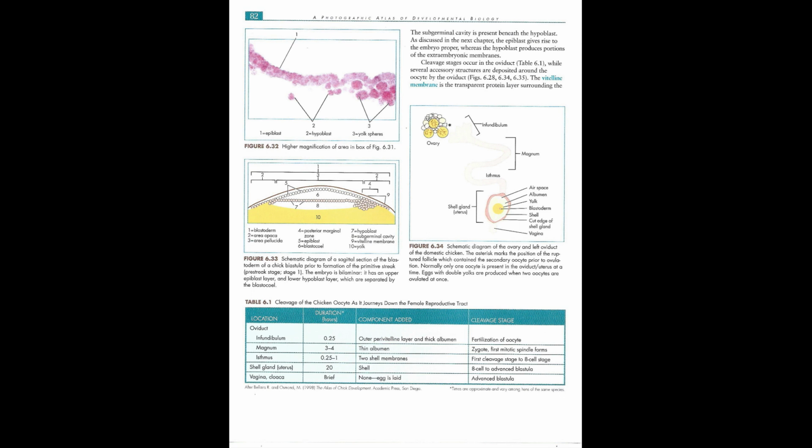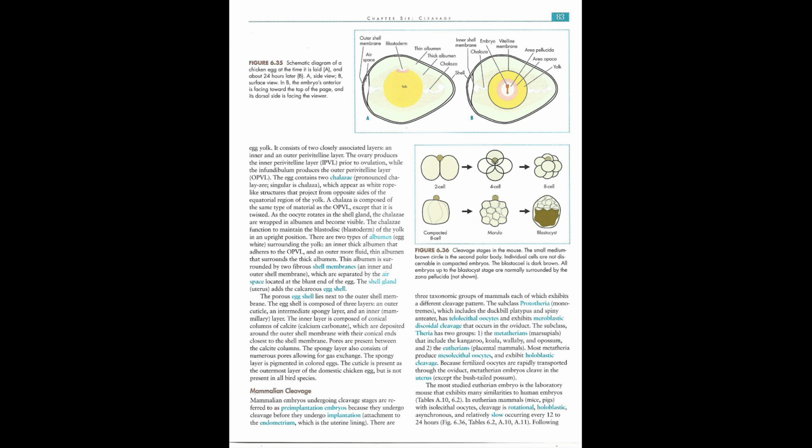the extraembryonic membranes. Cleavage stages occur in the oviduct, Table 6.1, while several accessory structures are deposited around the oocyte by the oviduct, Fig 6.28, 6.34, 6.35. The vitelline membrane is the transparent protein layer surrounding the egg yolk. It consists of two closely associated layers, an inner and an outer perivitelline layer. The ovary produces the inner perivitelline layer, IPVL, prior to ovulation, while the infundibulum produces the outer perivitelline layer, OPVL.